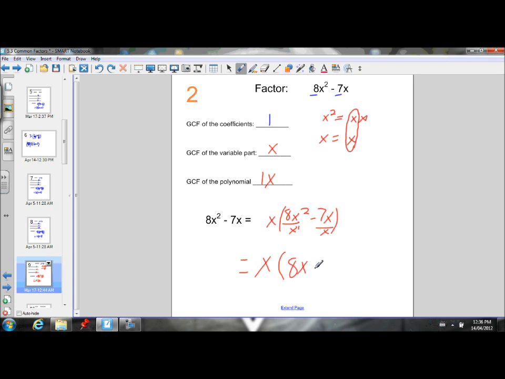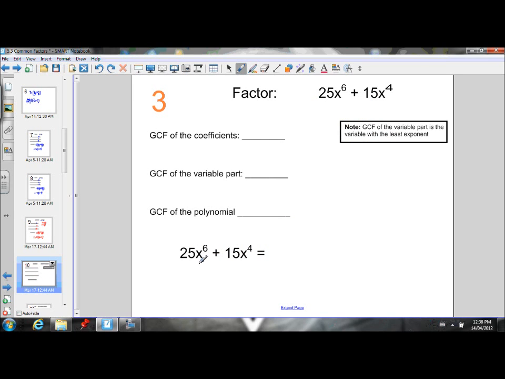Okay. Minus 7x divided by x. Those x's cancel, and I'm left with just the 7. So these are the factors of 8x squared minus 7x. Let's try another one like this.